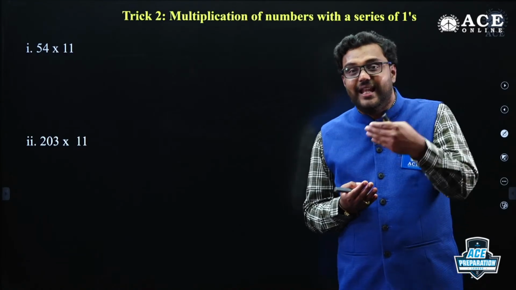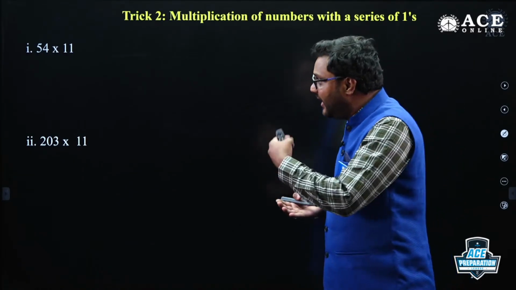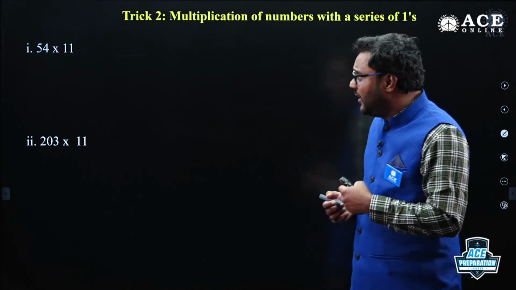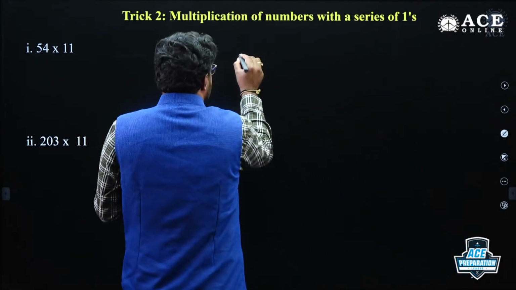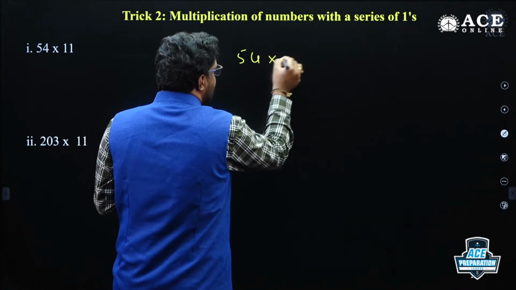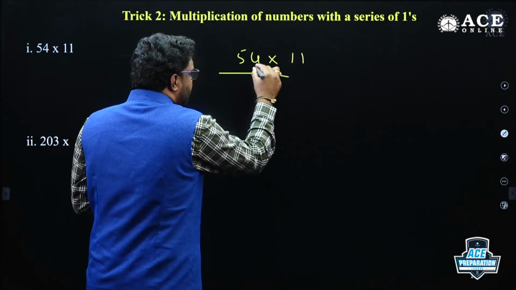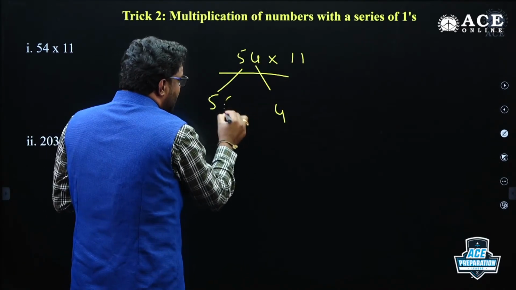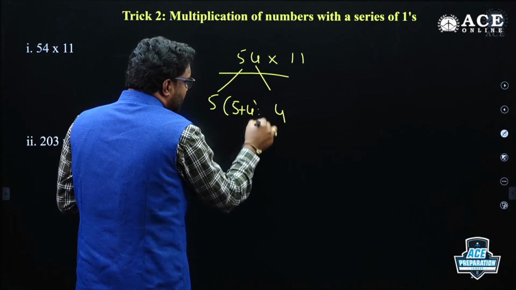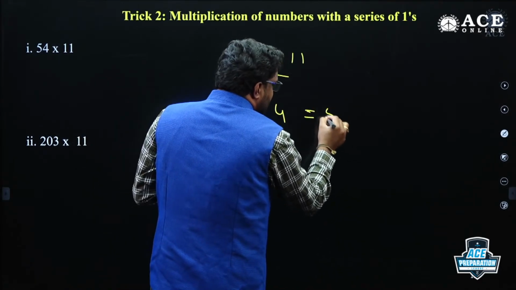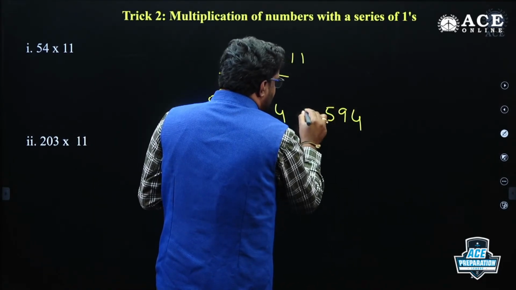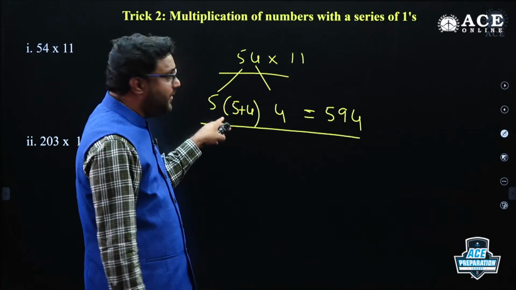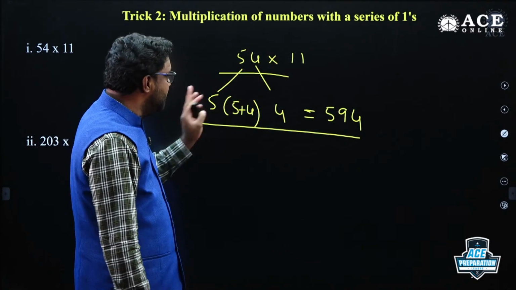Series of 1s: 11, 111, maybe 1111, like that also. How to do it? Say 54 into 11. If you want to do this, my dear friends, put 4 here and put 5 here. 5 plus 4 is nothing but 9 in between. So this is 594. When you want to multiply 54 into 11, 4 here, 5 here, and 5 plus 4 is 9, which you have to put in between.